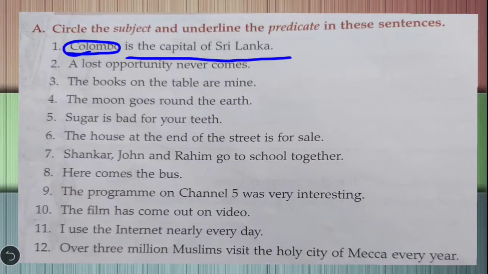A lost opportunity never comes. Now look here. A lost opportunity is the subject. Here there is not any name or anything. But what's written in our textbook? Predicate means verb and more things about the subject. So here, never comes is a verb. So the earlier part, a lost opportunity, is your subject.